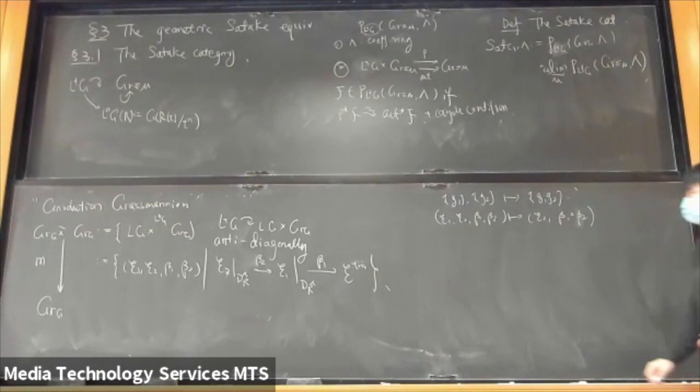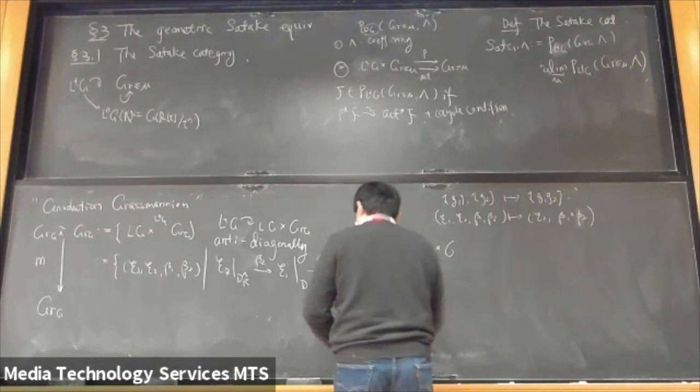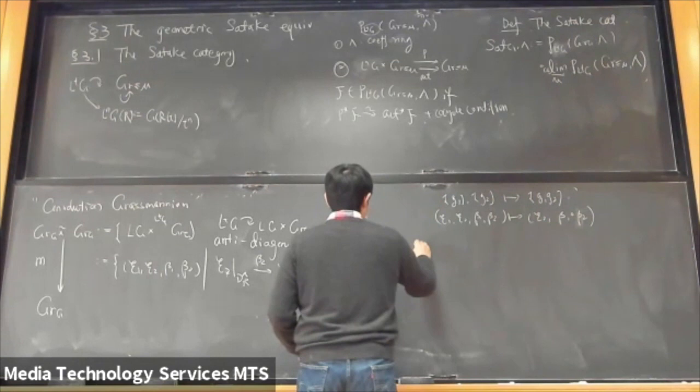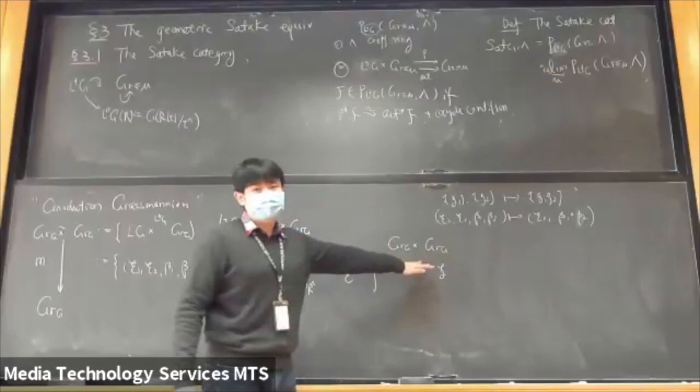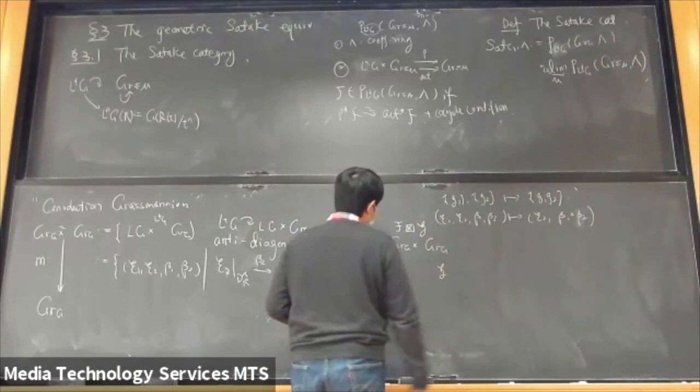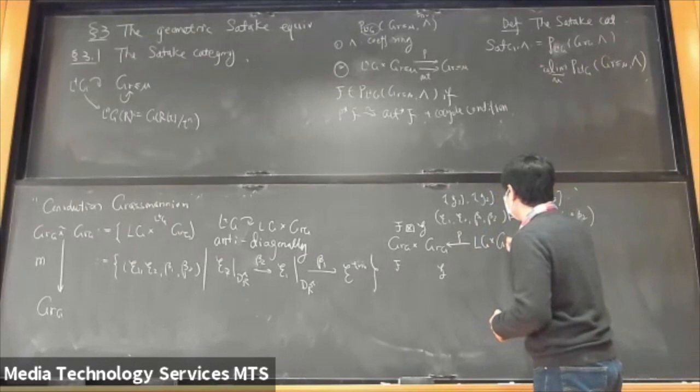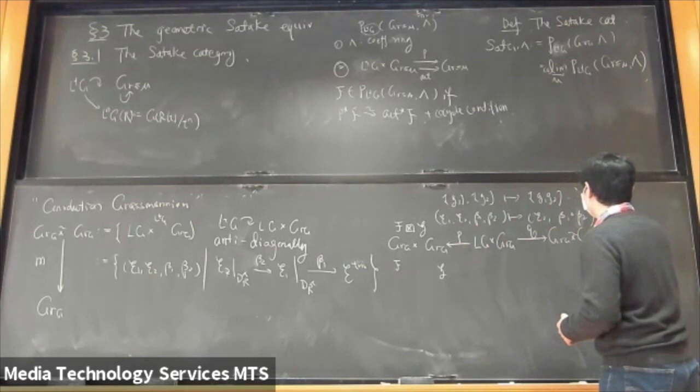So now how do we define a monoidal structure on a Satake category? Let's say we have two perverse sheaves in a Satake category, which are F and G. So on Gr_G cross Gr_G, we can form their exterior tensor product, F boxtimes G. And here we have a natural projection from LG cross Gr_G. And we have another projection to Gr_G convolve with Gr_G. And finally, we have this convolution morphism to Gr_G.